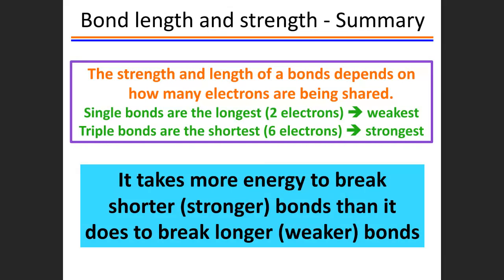Longest bonds are weakest and the shortest bonds are strongest, mainly because it takes more energy to break the shorter bond, because shorter bonds are either double or triple, second or third. It takes more energy, and that's why. So that's about your bond length and energy.